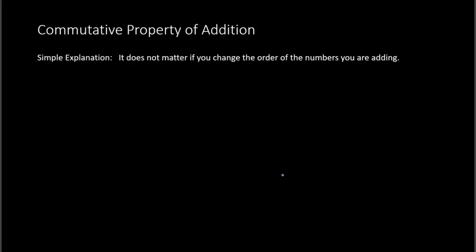Second property is the commutative property. The word commute in English means to travel or to move. So your explanation of this is simply that it doesn't matter if you move or change the order of the numbers you are adding. With math notation, that could be expressed as a plus b equals b plus a. Notice I'm moving the a and the b on both sides of the equation. So instead of a plus b, it is b plus a.